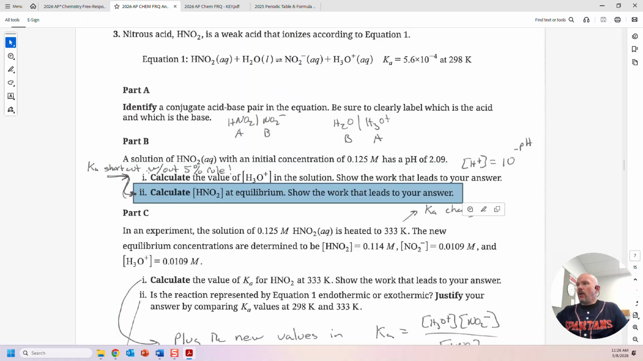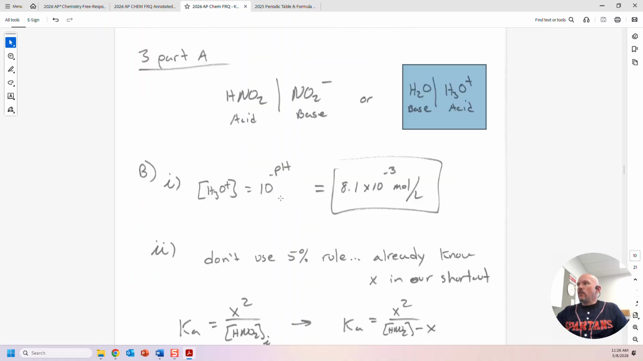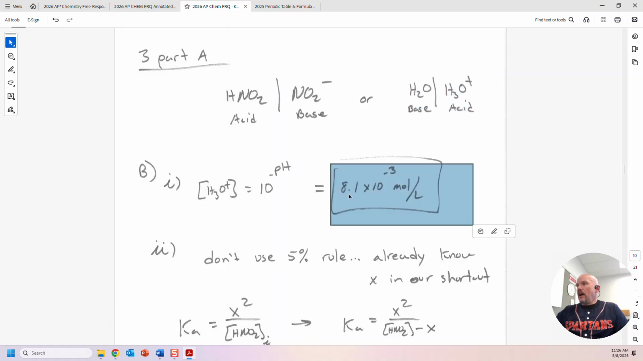Okay, but all we have to do for this first thing is just remember H plus and hydronium are synonymous. So H3O plus equals 10 to the negative pH, right? So 10 raised to the negative 2.09 will be our molarity of hydronium, or our molarity of H plus. It's the same thing, right? So we'll do 10 to the negative 2.09, and that comes out to be 0.0081 or 8.1 times 10 to the negative 3.